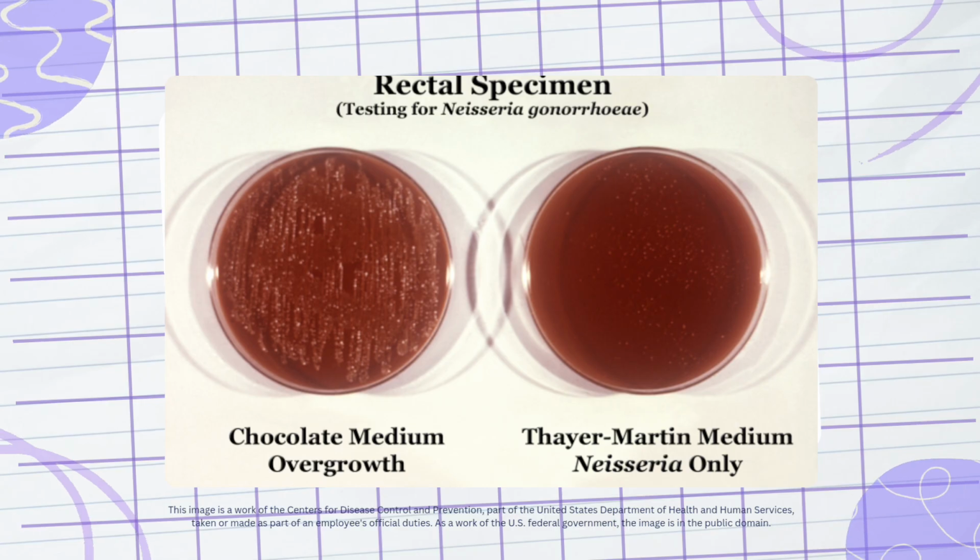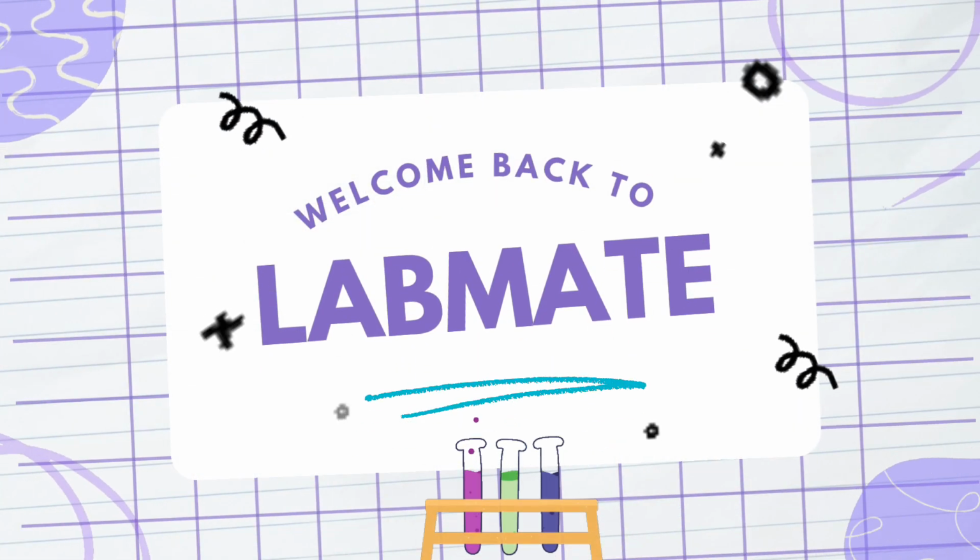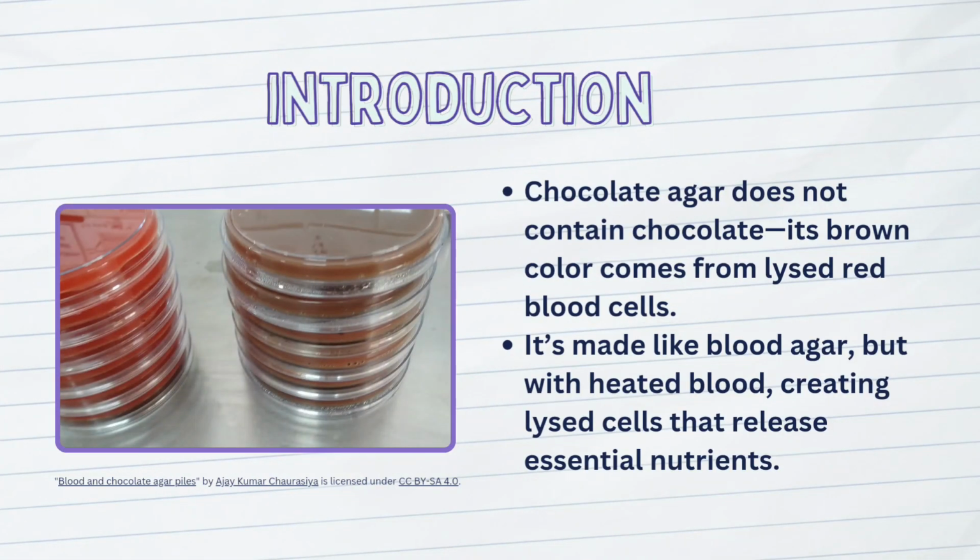Today we're going to talk about chocolate agar and what role it plays within the microbiology section of the lab. So chocolate agar does not contain chocolate. Instead, it contains lysed red blood cells. That's why it has that distinct brown color.